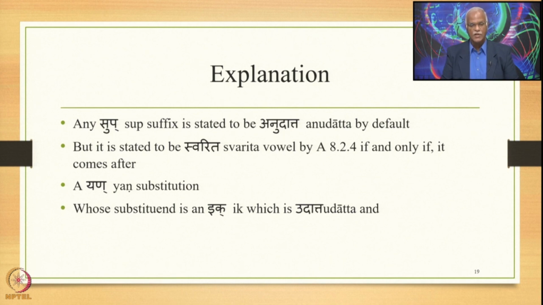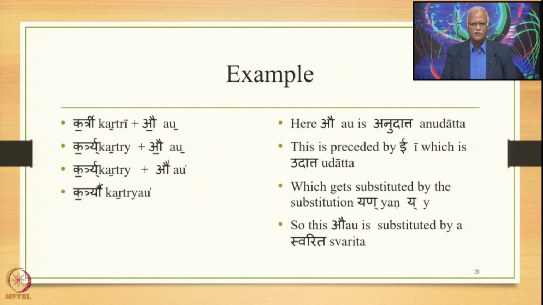Udatta yanohal purvat applies in the asarvanama sthana vibhakti, that is beginning with the sixth suffix. Now in this example, kartri plus au, where you have final vowel being udatta followed by au and kartryau is derived, this is an explanation. Here au is anudatta shown by horizontal bar.